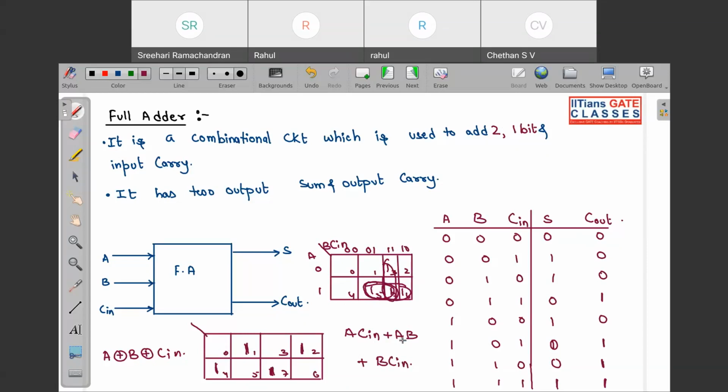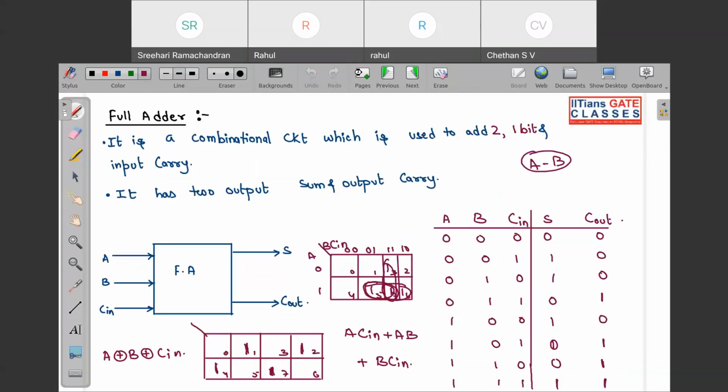In the HAL paper, there was one question last time where they asked about A minus B, the half subtractor. They asked what is the expression for half subtractor, the difference and borrow. So we are going to see the half subtractor also. First tell me if this is clear or not. Any doubts?